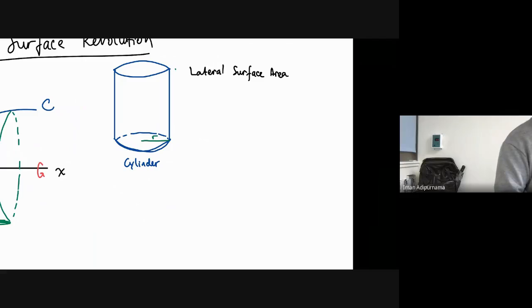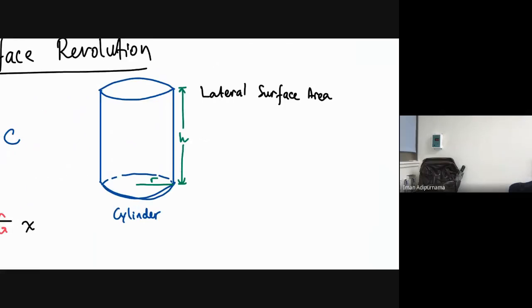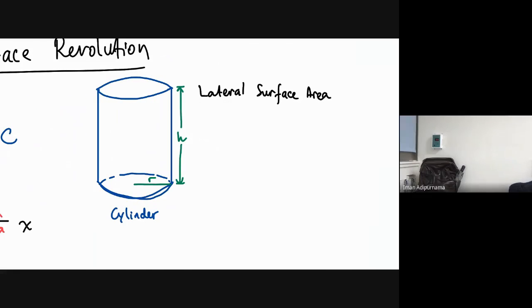If this is R, this is H. What is the lateral surface area for the cylinder? If you see the total surface area, it means the area of the two circles plus this area, right? But lateral surface area means we're only calculating without the circles. It's only the band. And how do you calculate that?